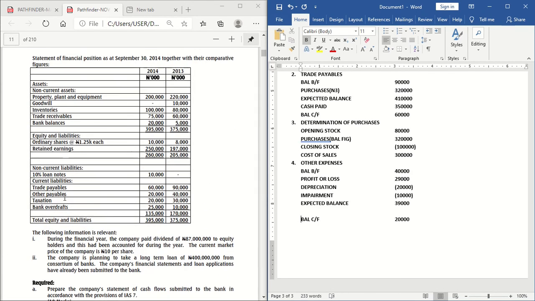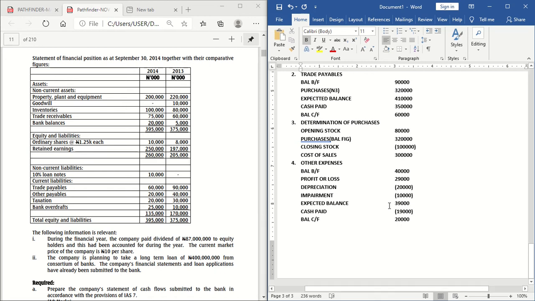So look up. I have expected balance of 39,000, but my actual balance carry forward, according to my statement of financial position under other payables, is 20,000. How will 39,000 become 20,000? It means that there is a what? A cash paid. So the cash paid here is 19,000. If I pay 19,000, that is when I can have 20,000.